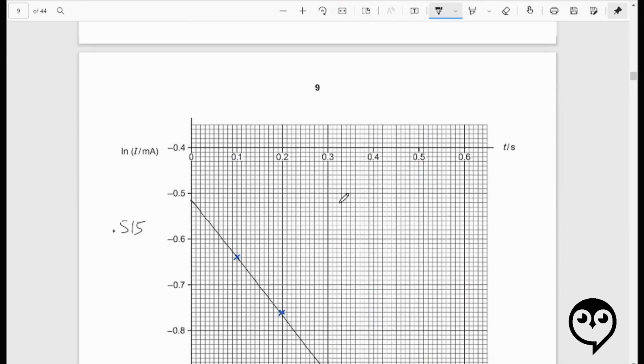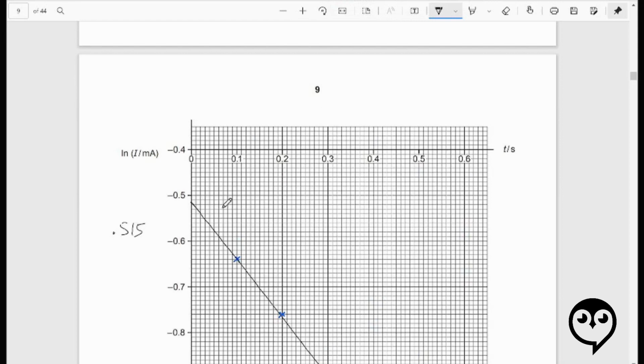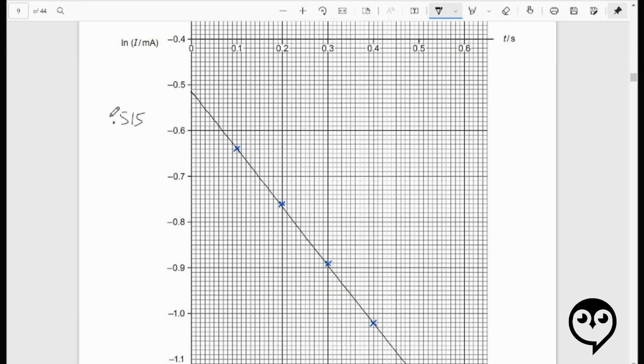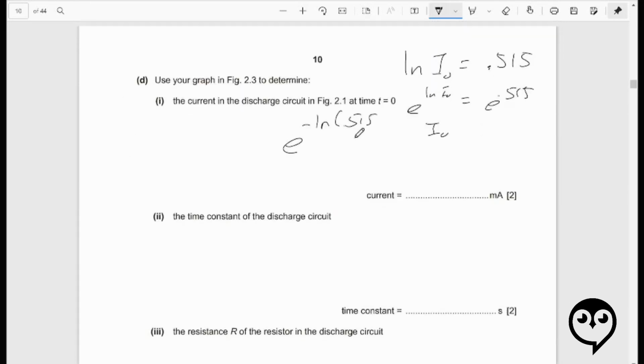Yeah, this is interesting. It's the ln of the current, and I'm getting e to the negative 0.515. There we go, I didn't have a negative. Yeah, so that needs to be a negative there. Right, so I had done that correctly, right? So e to the negative 0.515 will give you 0.597, so we'll say that's 0.60, fine with me, good.